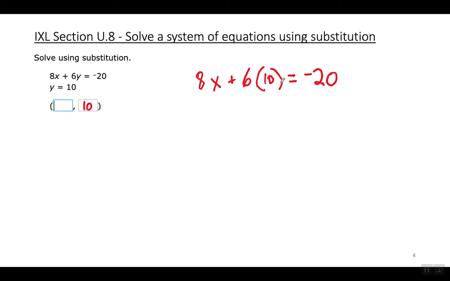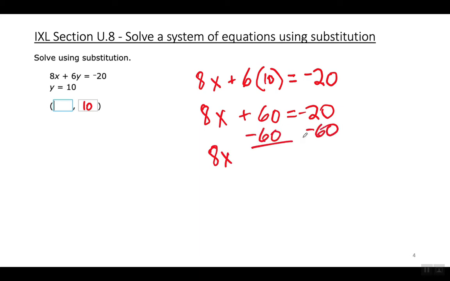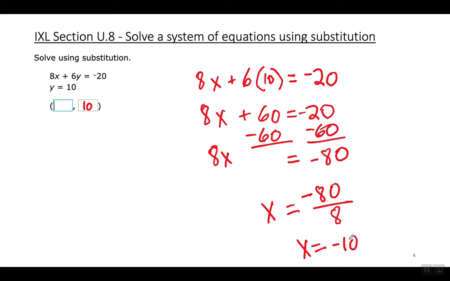All right, so I substitute 10 for y, and now I'm going to get 8x plus 60 equals negative 20. So 8x, I'm going to subtract 60 from both sides. Negative 20 minus 60 is negative 80. So x is going to equal negative 80 divided by 8. So x equals negative 10. And there's my answer. If I plug those two values in for x and y, that'll make this equation true.